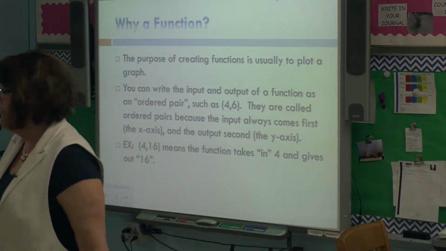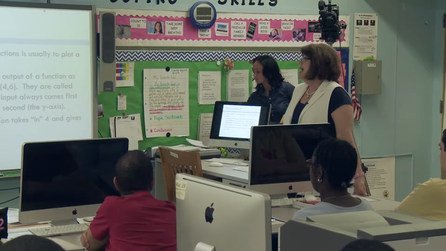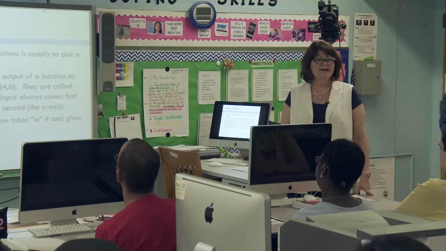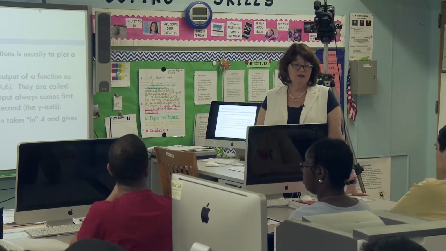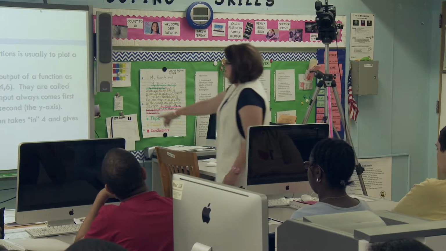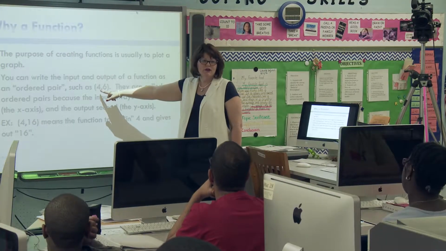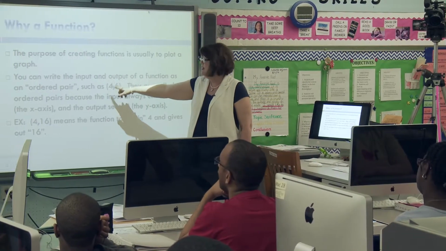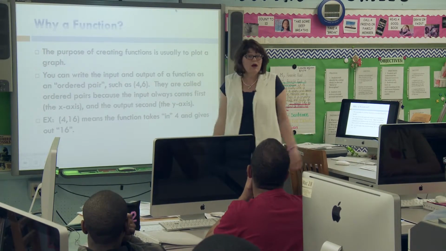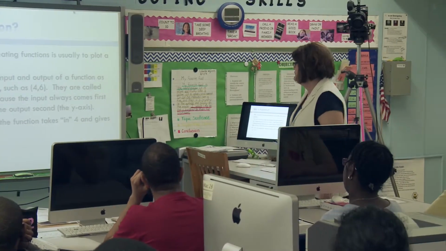So why do we care so much about functions? We already talked about how they're everywhere around us in the real world, right? And 2, it's really cool to plot and to graph a function. It gives us a lot of information. And remember how we write an ordered pair? The input always comes first, which is the X, and the output always comes second, which is the Y. That's why it's called an ordered pair, because the order they come in really does make a difference.